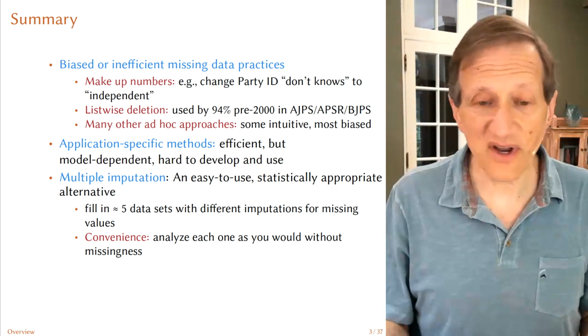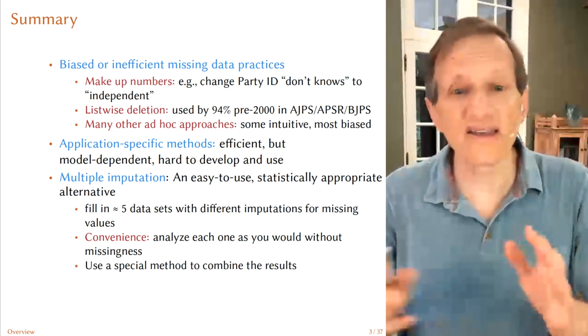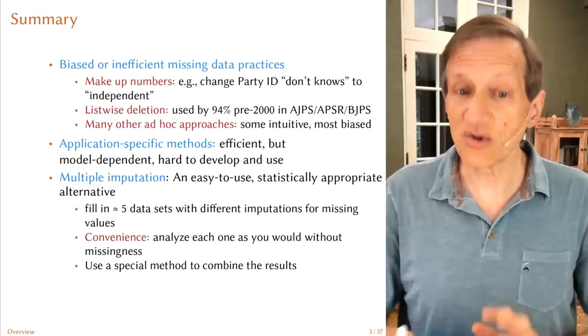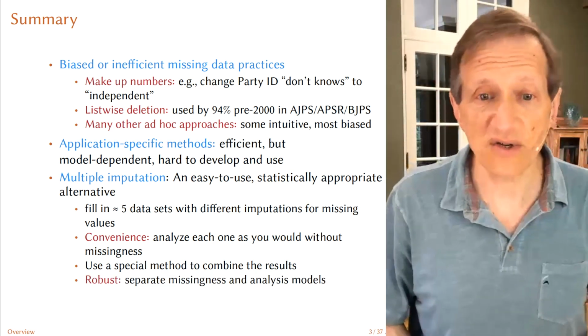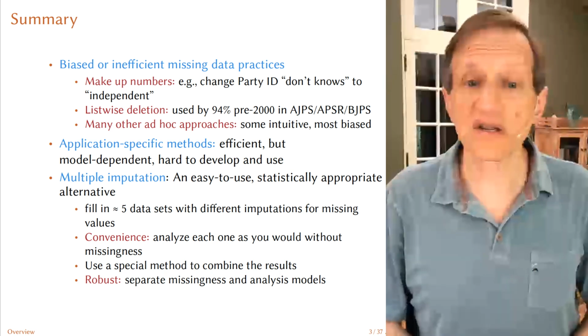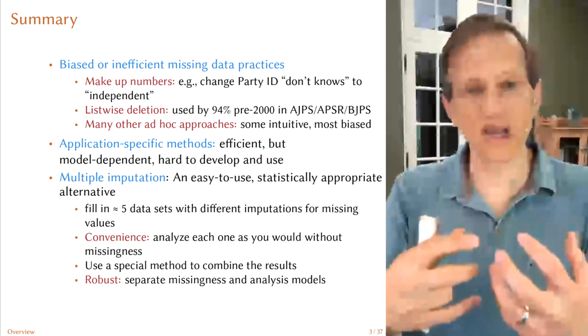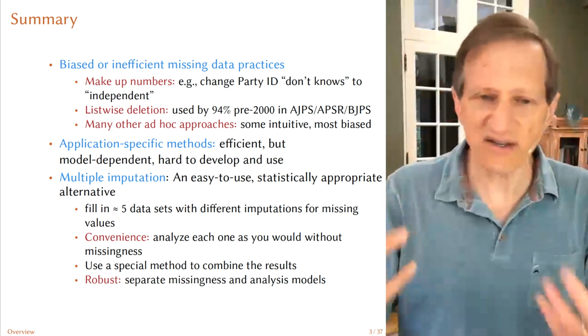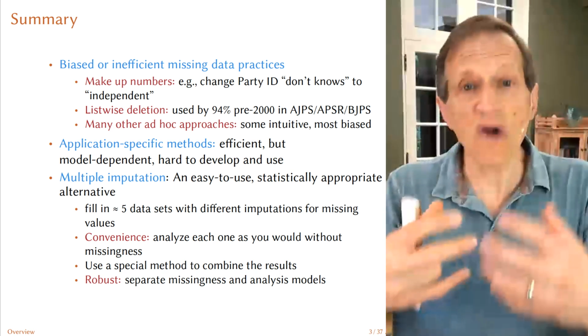It's very convenient, and then you combine the results in a specific way from the 5 data sets. So it's quite easy to use. It's also pretty robust because you're separating the missingness component from the analysis model. And the advantage of that is that you model the two separately.